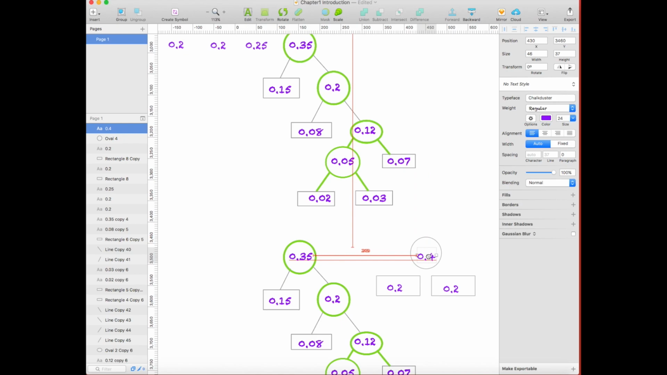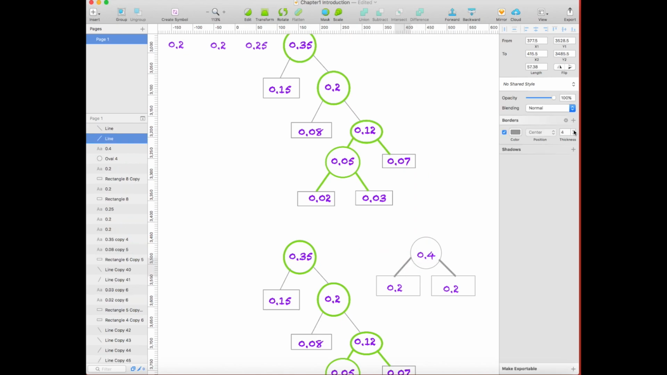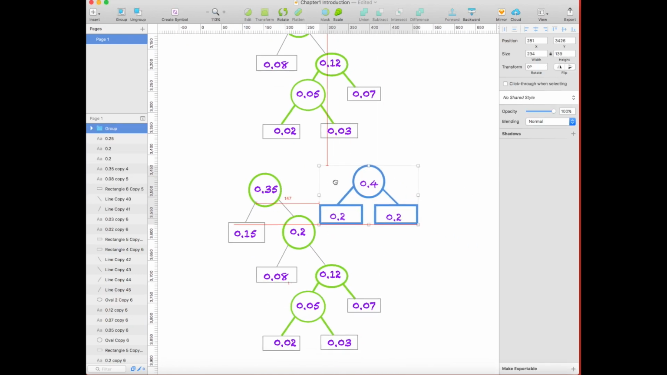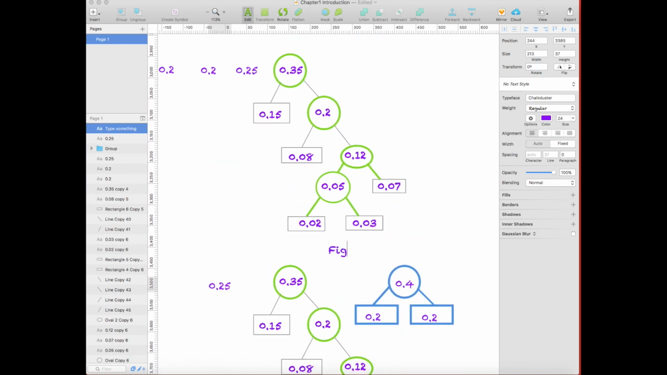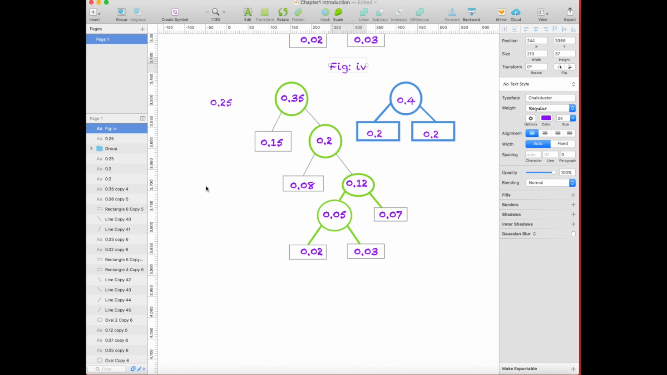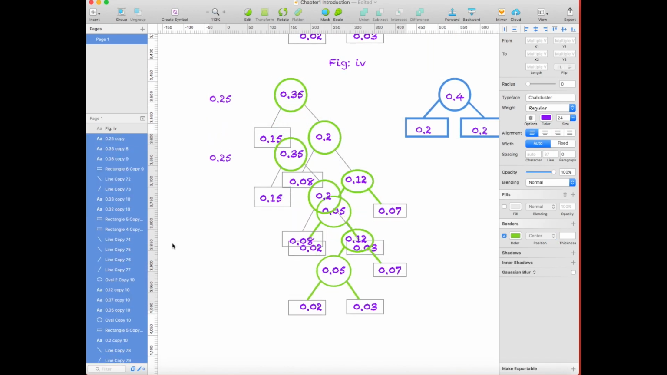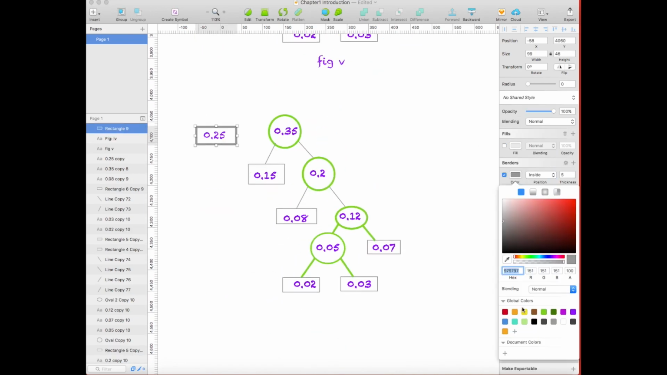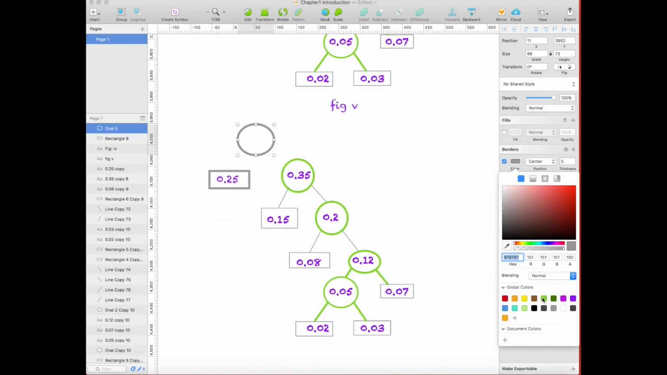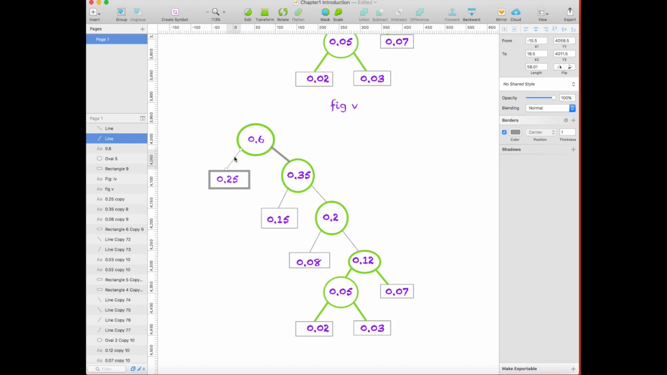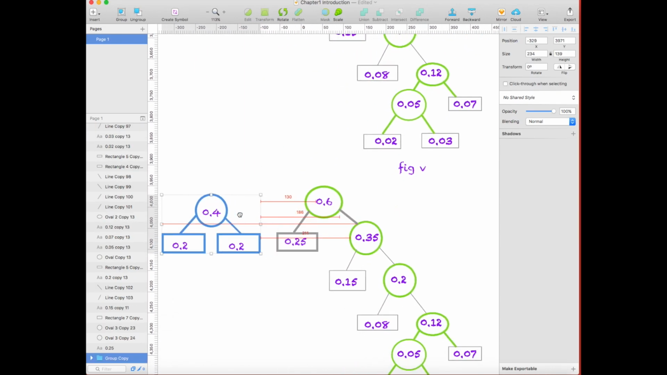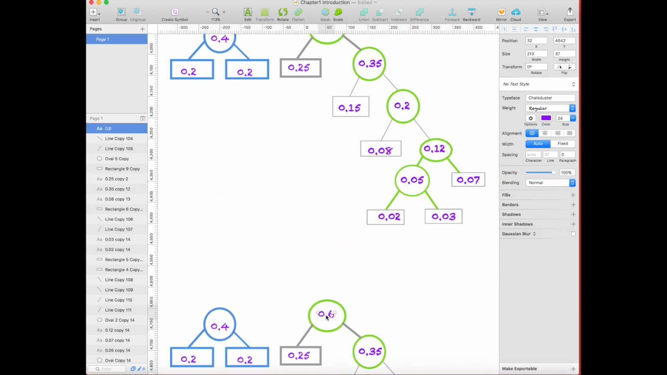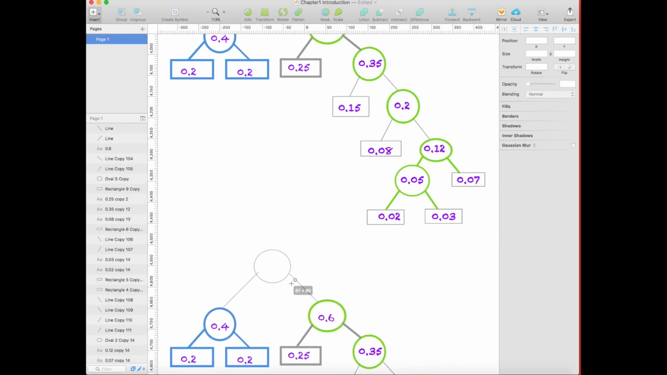Now the least two probabilities are 0.2 and 0.2, and both of them are added to form 0.4, and since 0.4 is greater than 0.35, it is kept to the right of 0.35. The least two probabilities now are 0.25 and 0.35, so these two are added together to form 0.6, and since 0.6 is greater than 0.4, it is kept to the right of 0.4, and these two probabilities are added to form unity, that is 1.